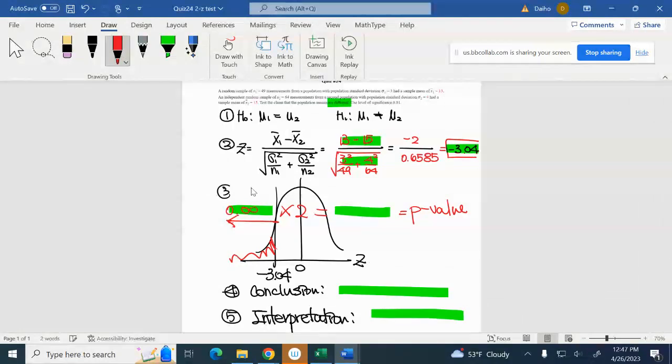So here's 0.0012. Twice will be 0.0024. Alpha was given as 1%. Yeah, you can make the conclusion.